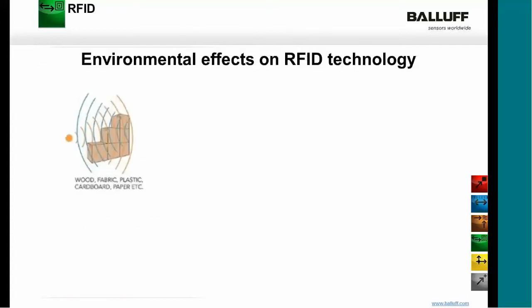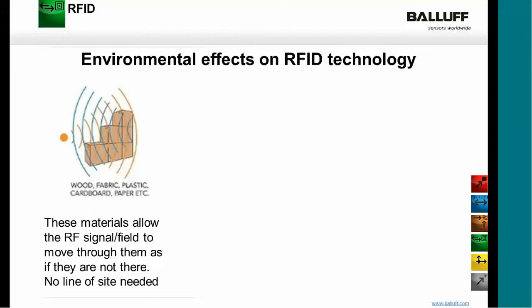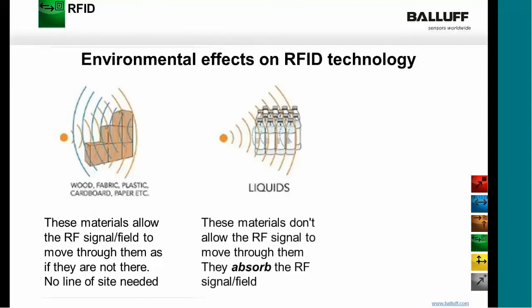So let's look at the environmental effects of RFID technology in general. There are some media where the RF signal will travel through certain types of media, such as wood, fibers, plastics, cardboards, paper, that kind of thing. So in that case, we're able to read and write data to and from those pieces of media.